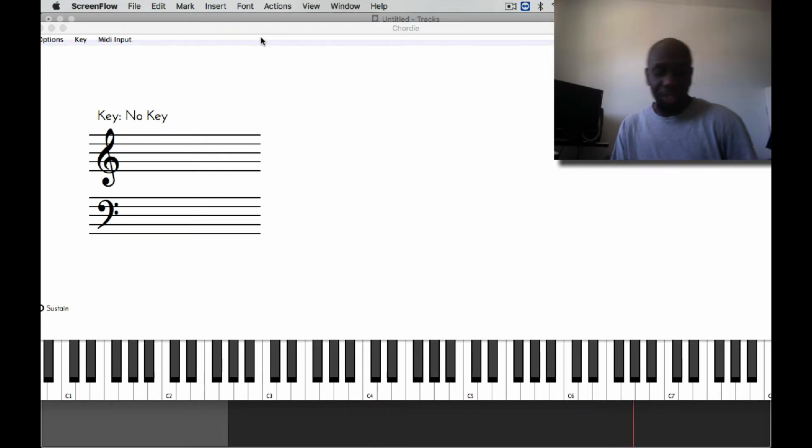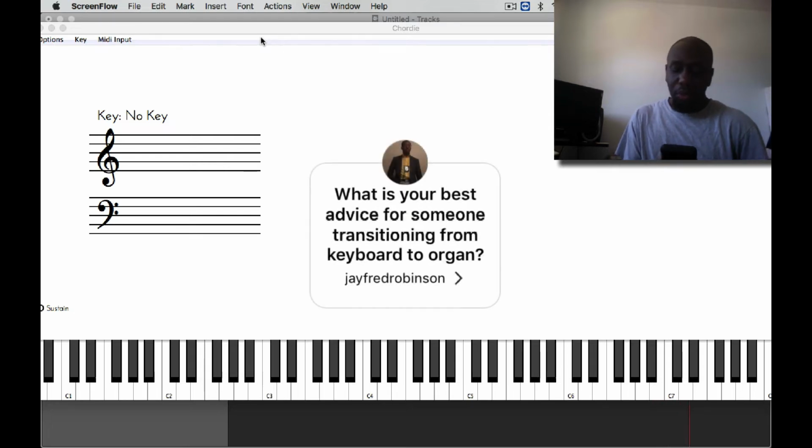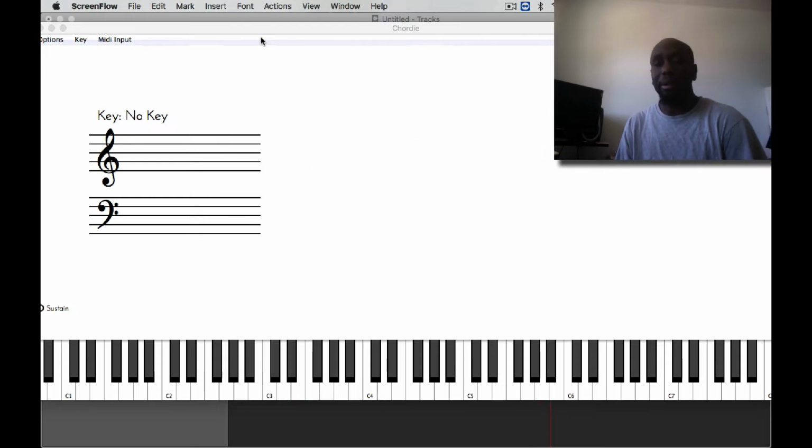Our next question is from J. Fred Robinson on Instagram, and he asks, what is the best advice for someone transitioning from keyboard to organ? The best advice that I can give is having the understanding that keyboard and the organ are two completely different instruments. So with that in mind, you can't approach them the same way.